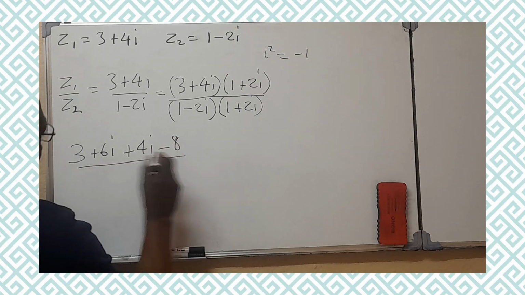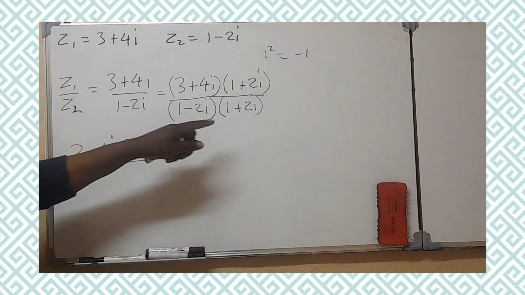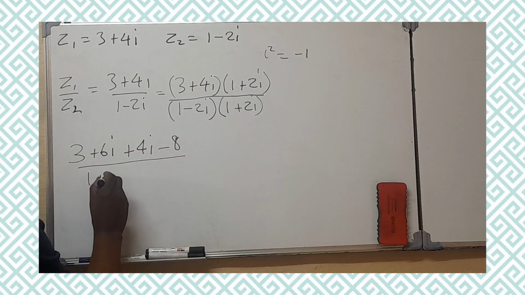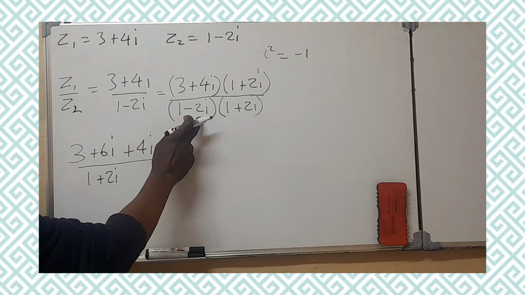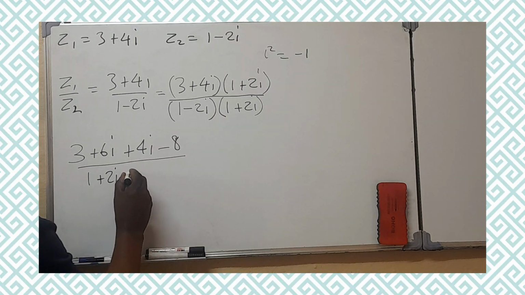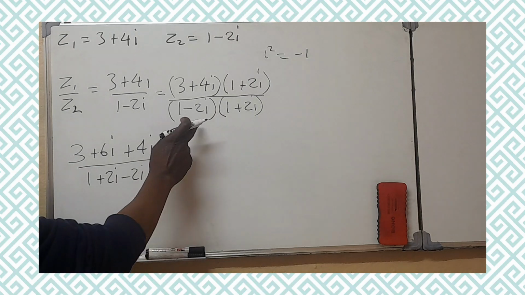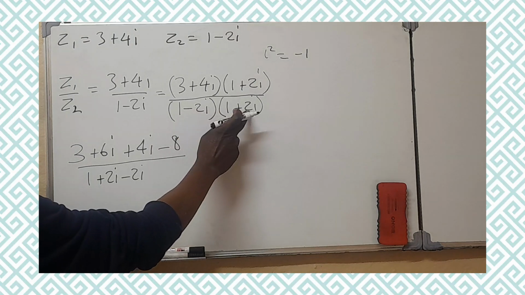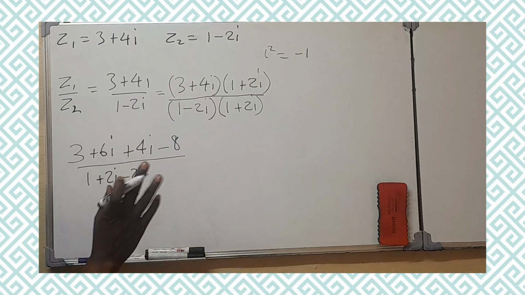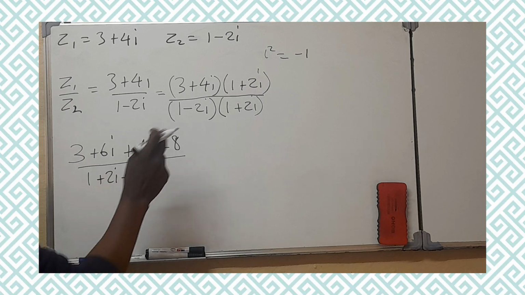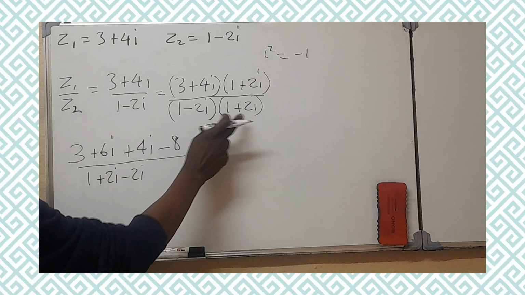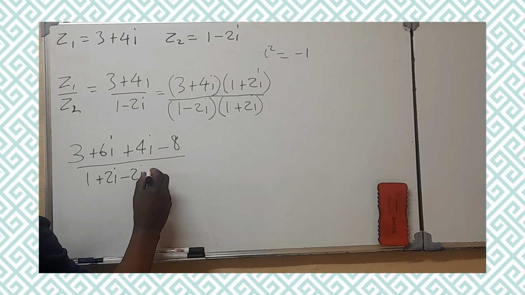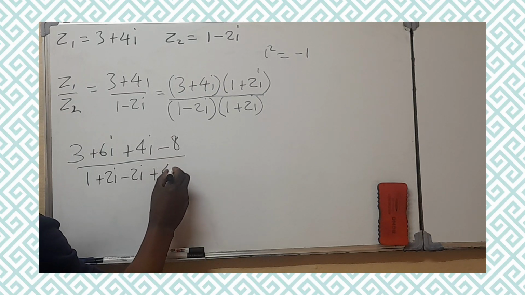Okay? Down here, what happens? 1 times 1 is 1. 1 times 2i is plus 2i. Minus 2i times 1 is minus 2i. Minus 2i times 2i, so minus 2 times 2 is minus 4. Minus 4 multiplied by the i times i, which is a minus 1, it becomes minus 4 times minus 1, which is equal to plus 4.